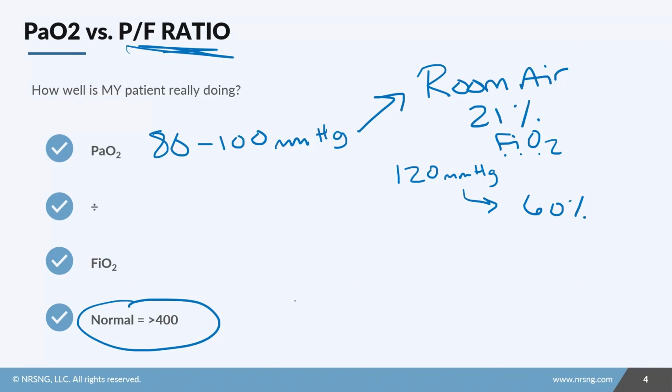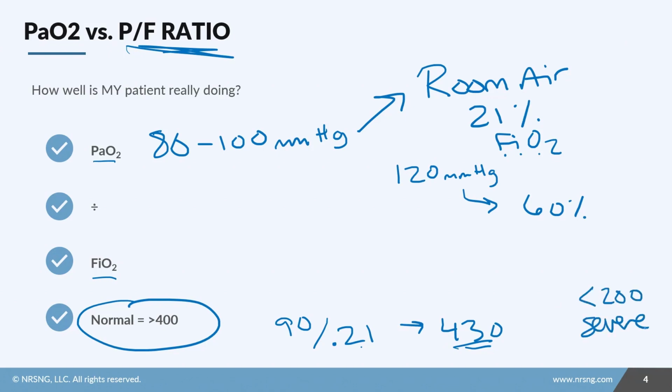So think about it. If you have a normal PaO2 of 90 and that patient is on 21%, and we'll write that 0.21, if we divide that, that gets you about 430. So that's a great oxygenation level. So we divide the PaO2 by the FiO2 to really see how well they're doing. So less than 200 is considered severe respiratory distress, severe acute respiratory distress syndrome. If they are less than 300, they have some sort of lung injury, and it's not a good situation.